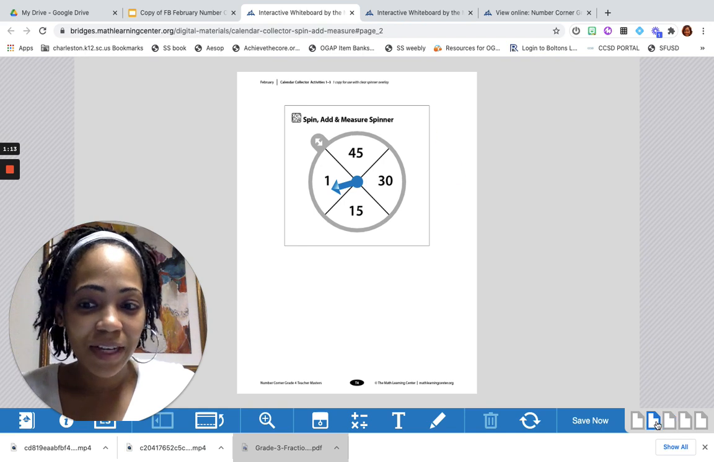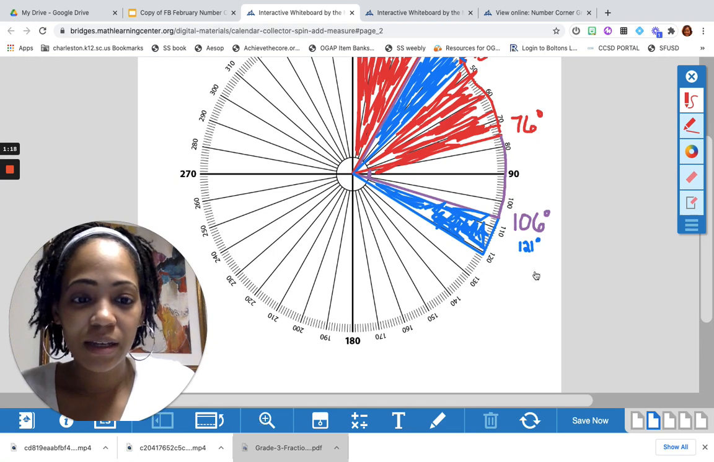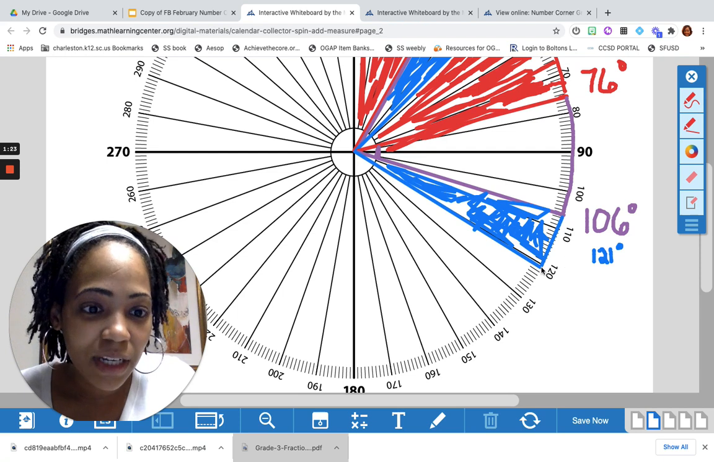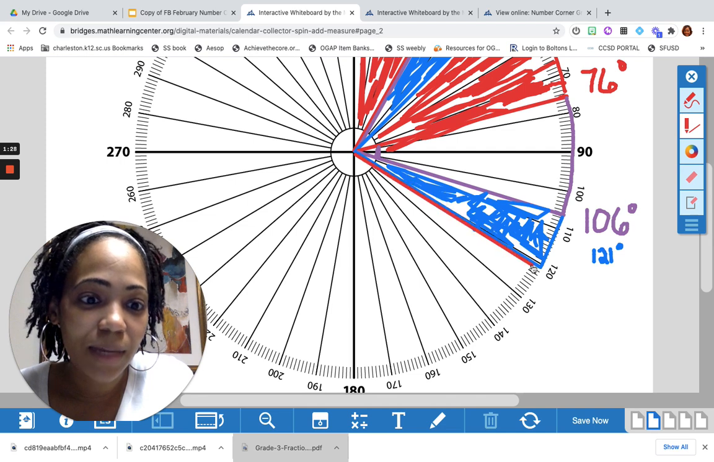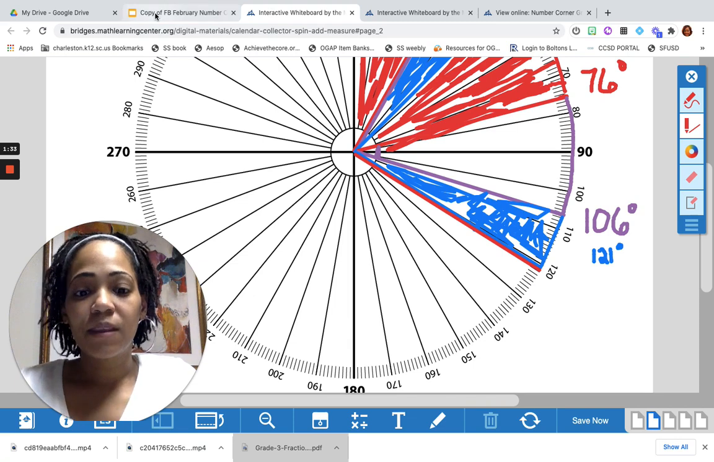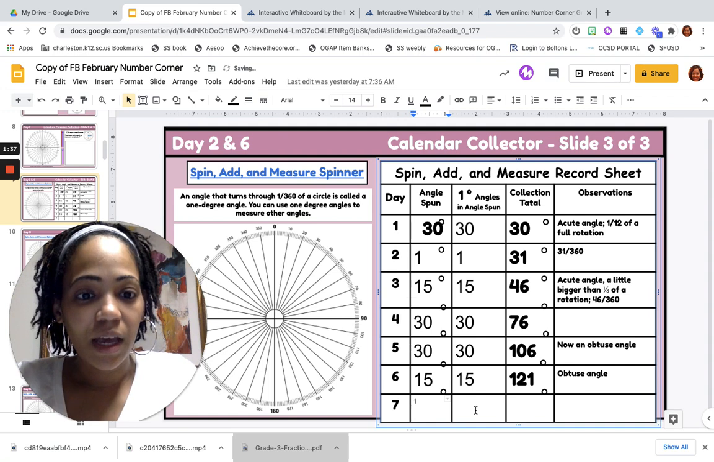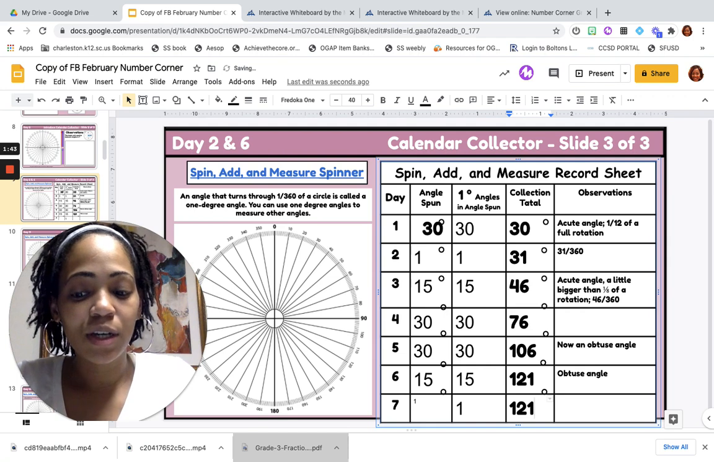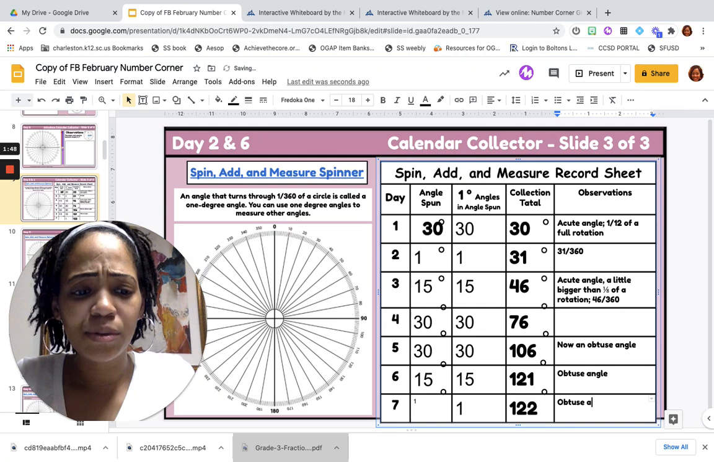We only got 1 degree. 1 degree. So if I were to add that to my circle here, I know that it's going to be really hard for me to show 1 degree, and maybe I can only do it with drawing a line because I am now at 121 degrees. So I have collected 1 degree, and that is one 1 degree angle, which now gives me 122 degrees, and we know that it is an obtuse angle.